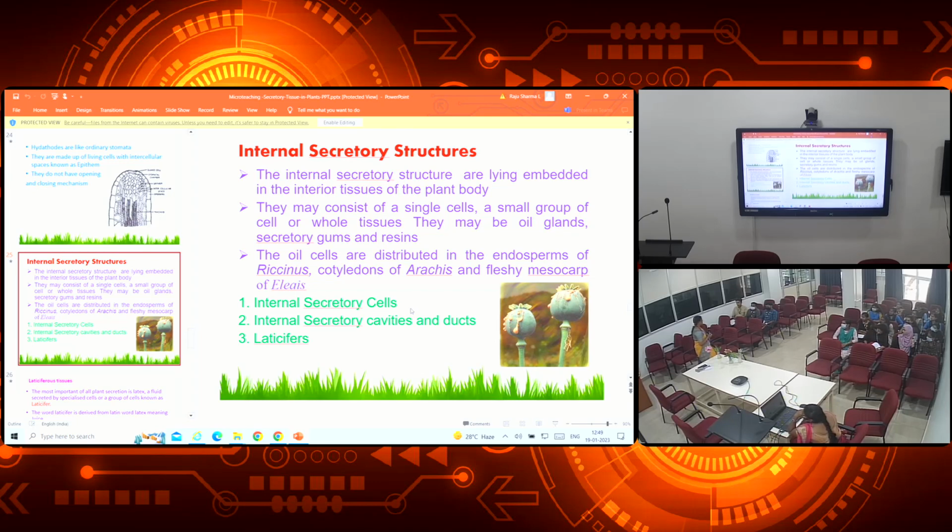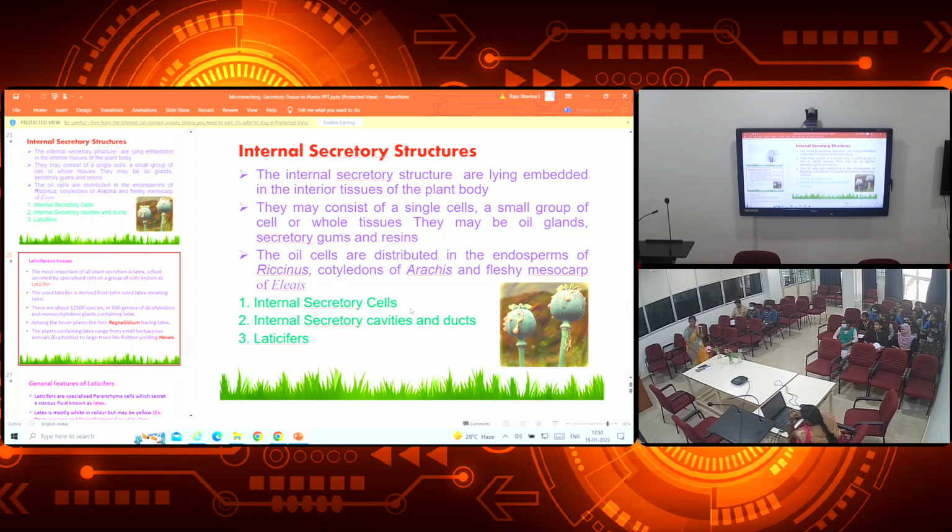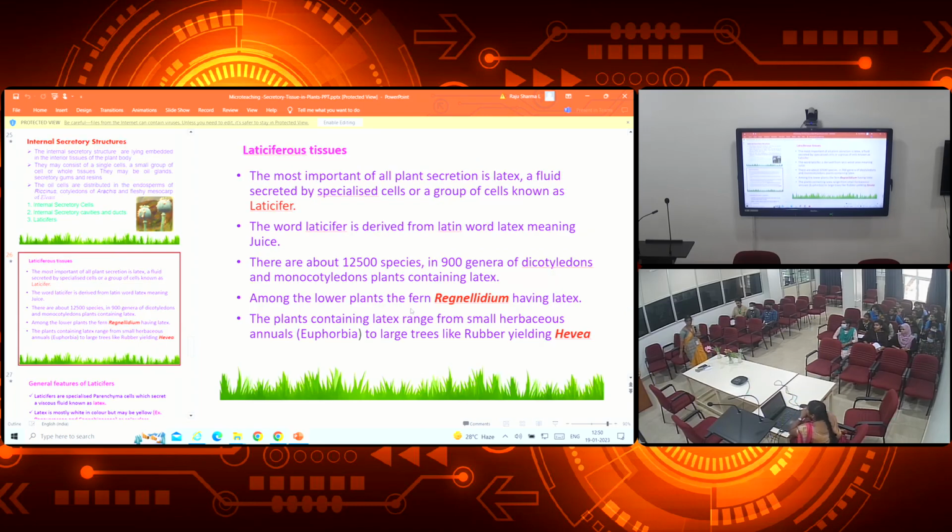These raphides can be found in papaya and yam. When we eat them, it just injects into our body, so that is why it gives itching to us. That is nothing but the secretory cells. That is why when we cook, we put some salt to remove all these crystals. So next is latticeous tissue, right?